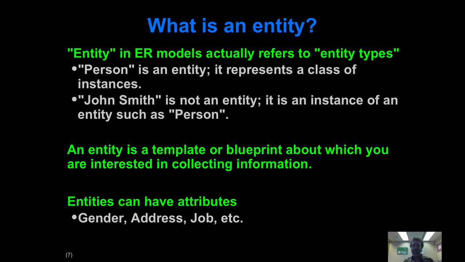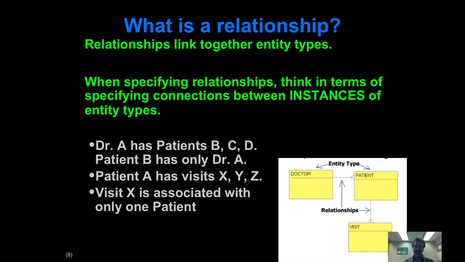In fact, what we're going to do is think of Java classes as actually being instances of entity types. Okay, relationships are ways that we can link entity types together. And when you think about understanding relationships in the ER modeling sense, it's really, really helpful to always think in terms of entity instances when you're thinking about relationships, and not the entity types themselves. So it's really weird.